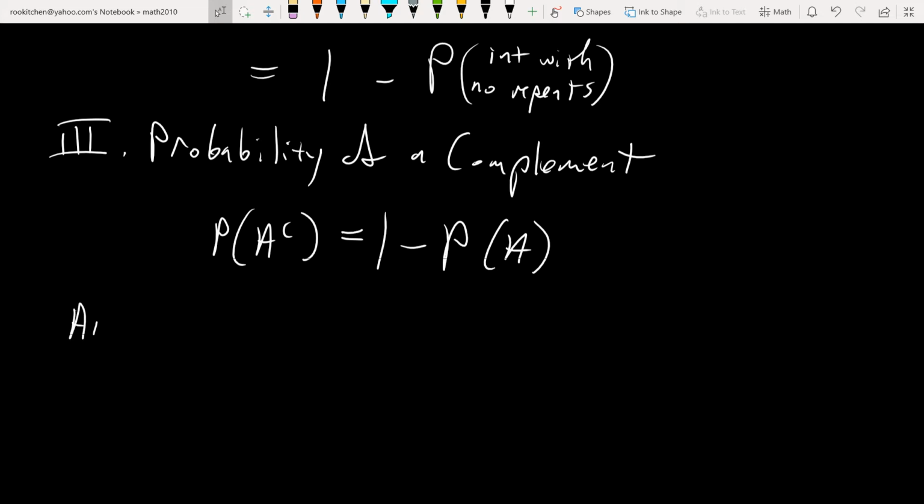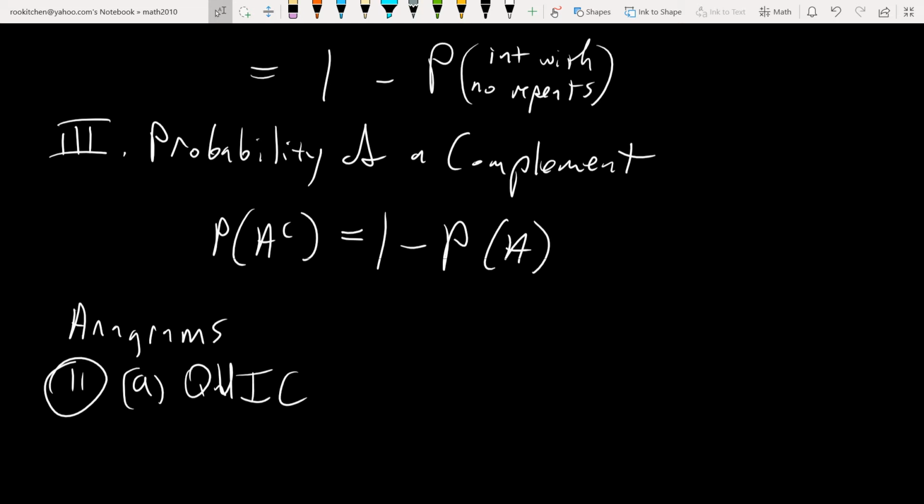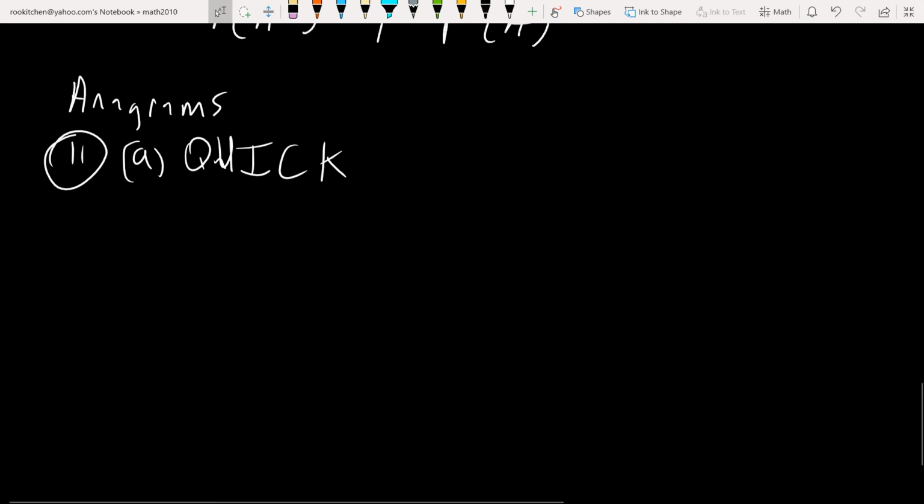One side thingamajig are these anagrams. I always have to include these. It's part of our objectives, so maybe not totally aligned with what we're doing right now, but just very quickly, how many different ways can you rewrite the word quick? I think we had this kind of problem in the last section, right? So basically 1, 2, 3, 4, 5 letters. In the first place, there's 5 choices, and then 4, and then 3. Okay, it's 5 factorial.